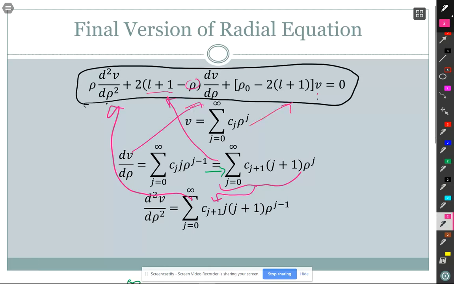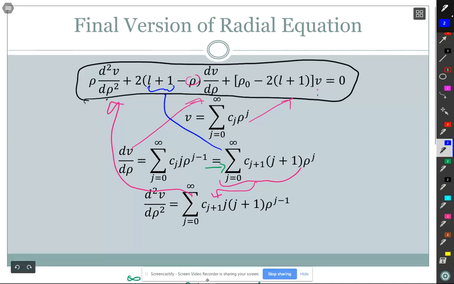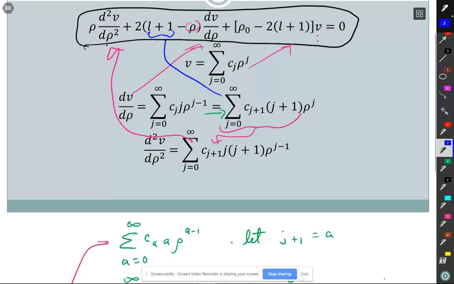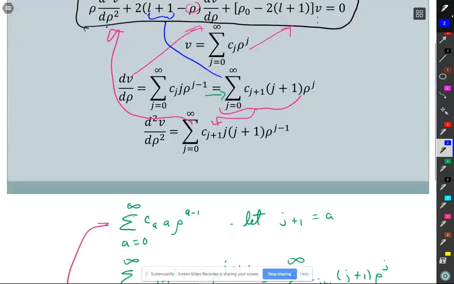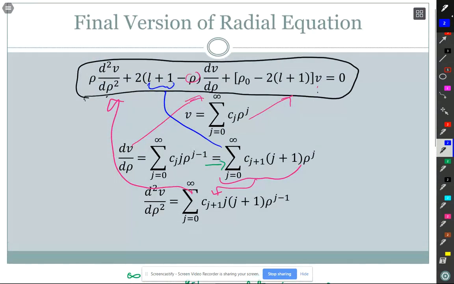Why did I have this convoluted set of how I did it? So you wanted a certain order of rho. Yes, I want them all to have the same order of rho. So this first term, rho times the second derivative of v is, wow, okay, used up all my space. Excellent. Well, I'm going to have rho to the j minus 1 times rho gives me rho to the j.